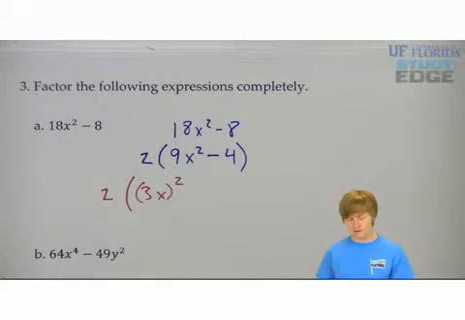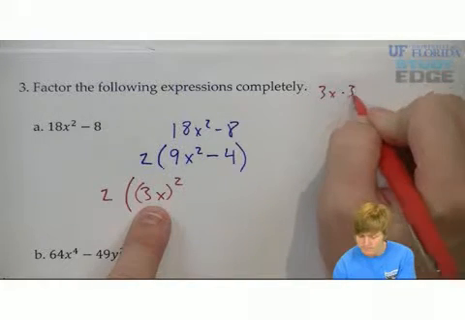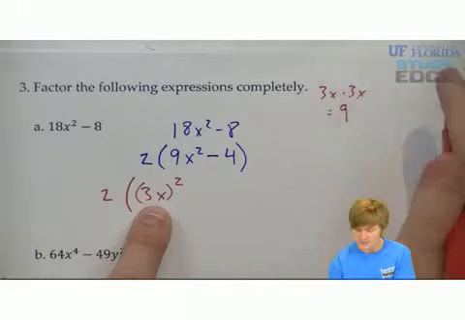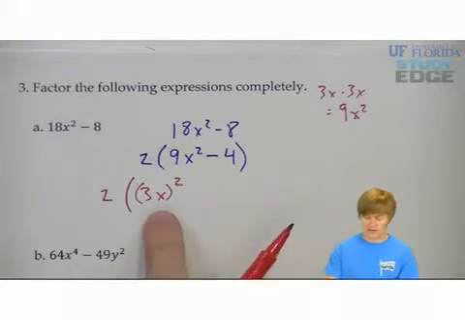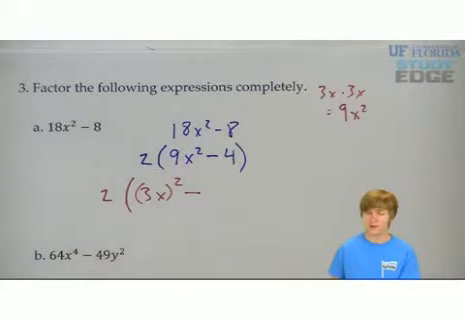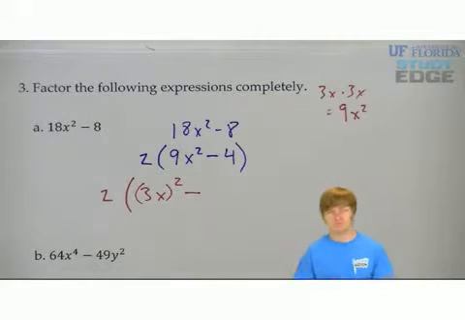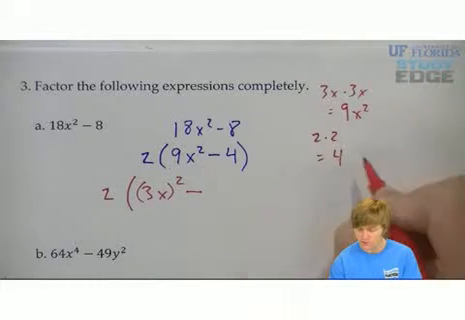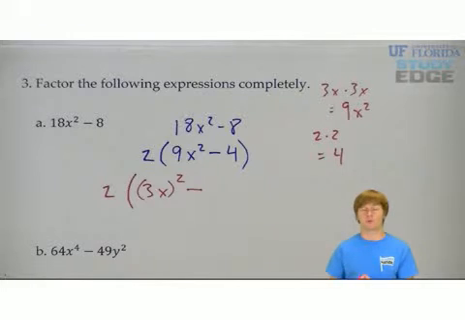What is it a perfect square of? Well, if I take 3x times 3x, 3 times 3 is 9, x times x is x squared, that gives me 9x squared. So that is a perfect square. Well, what about 4? Is there anything multiplied by itself that will give me 4? Well, what about 2 times 2? Yes, 2 times 2 gives me 4, so 4 is also a perfect square.